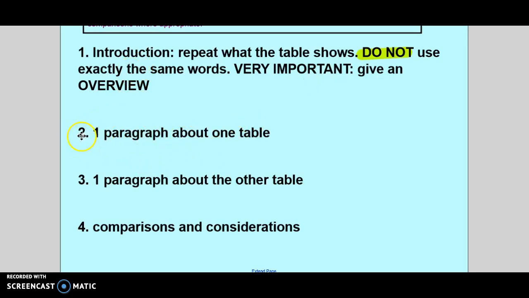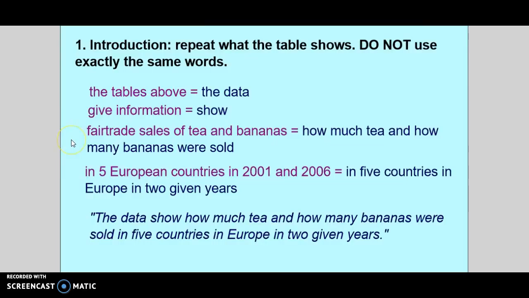In this kind of task, you have 2 tables, so maybe paragraph 1, which should be the second paragraph after the introduction, could be about 1 table. Paragraph 3 could be a paragraph about the second table, and paragraph 4 could be a comparison between the two tables and some considerations. I want to have a look today mainly at the introduction.